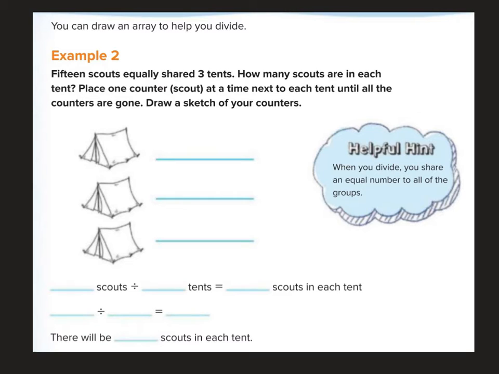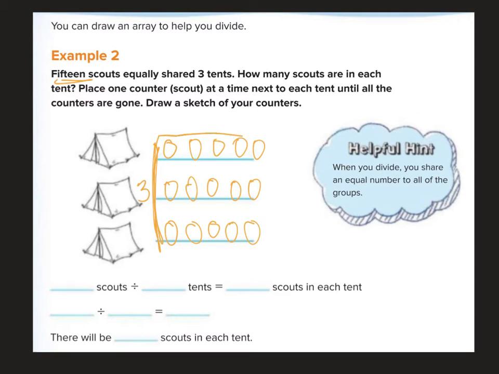Okay, so I need 15 counters. So here we go. 1, 2, 3, 4, 5, 6, 7, 8, 9, 10, 11, 12, 13, 14, 15. Notice my array here. I have 3 on this side. How many on this side? 1, 2, 3, 4, 5. So we could say 3 times 5 is 5, 10, 15.